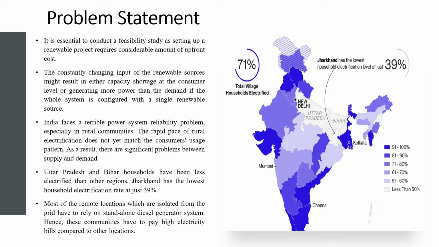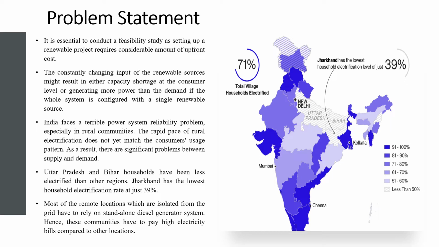And the constantly changing input of the renewable energy sources might result in either capacity shortage or generating more power than the demand. For example, the PV cell might produce more energy than consumption on a sunny day, but on a cloudy day, it might produce less energy than the consumption. So it results in capacity shortage. So that is why we are considering establishing a hybrid energy system. So if one of the sources is not available, then other sources will be able to cover the deficit.